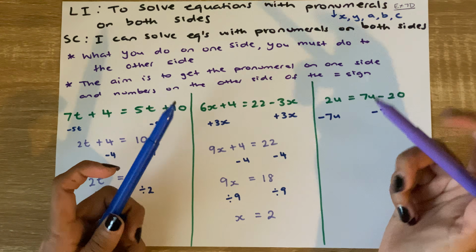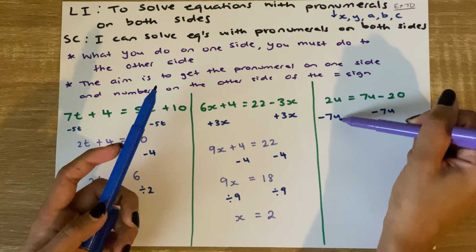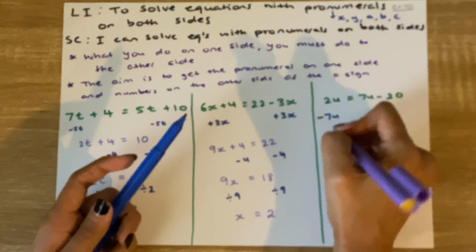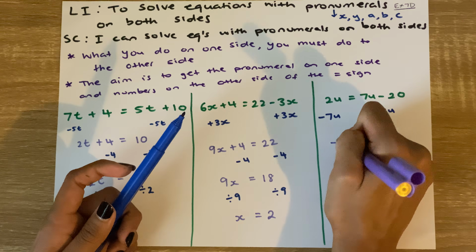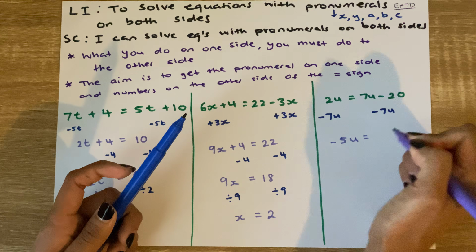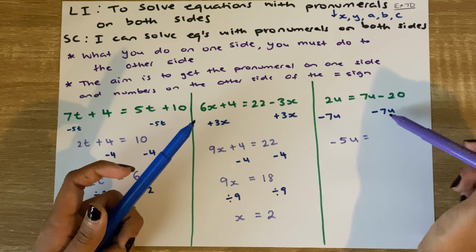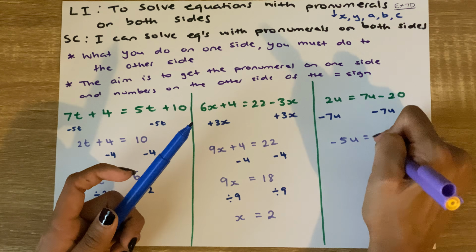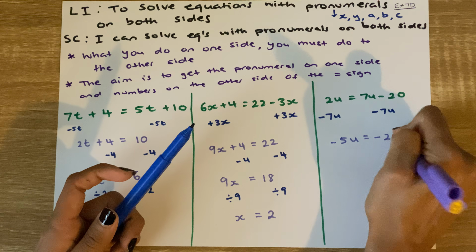Okay, so what am I going to be left with? 2u take away 7u. 2 take away 7 is negative 5. So I'm going to be left with negative 5u equals 7u take away 7u. That cancels out, so that's 0. Take away 20. So I'm left with a negative 20.